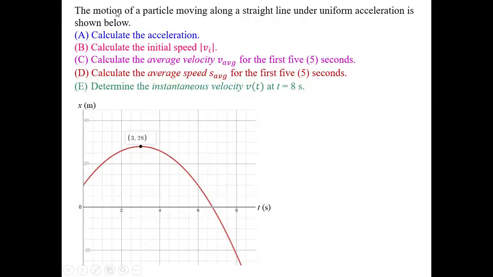Alright, so in this video, the motion of a particle moving along a straight line under uniform acceleration is shown below. Here we're given an x versus t graph and the vertex of this particular graph, okay? And it wants us to find A, B, C, D, and E. Pause, read. Alright, let's do it.